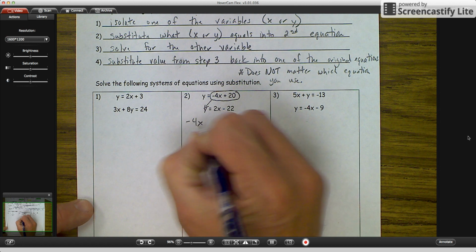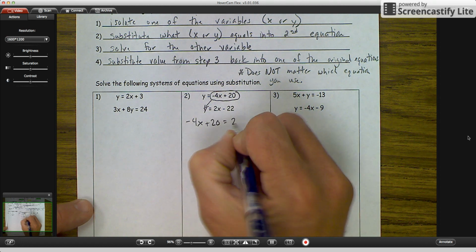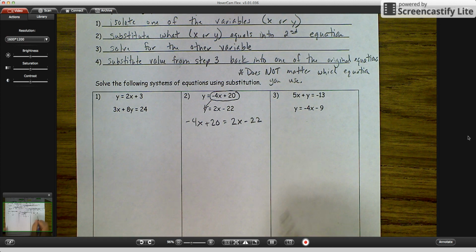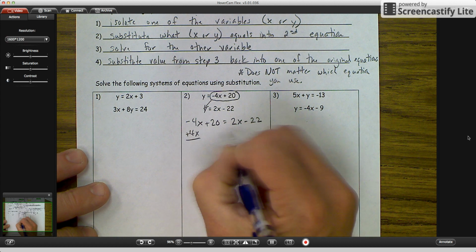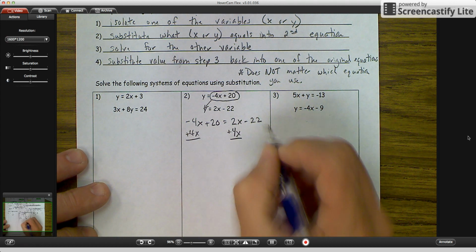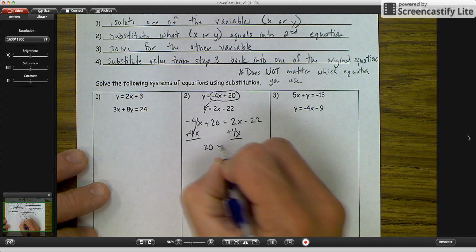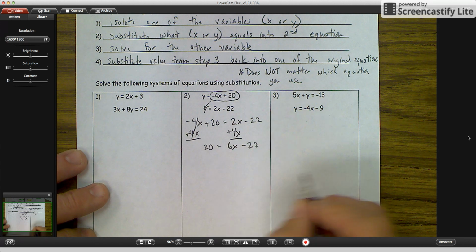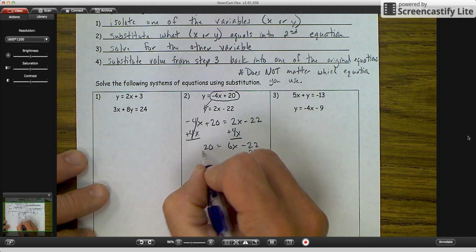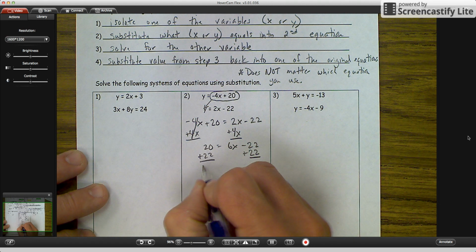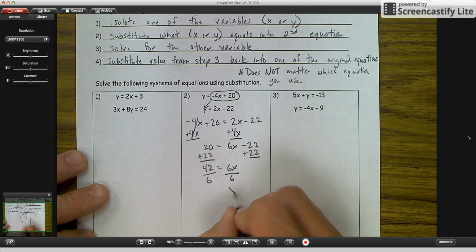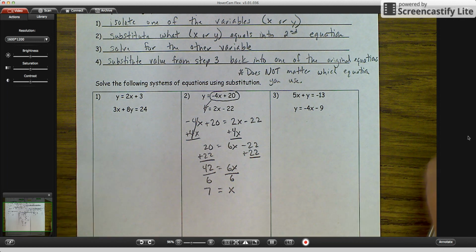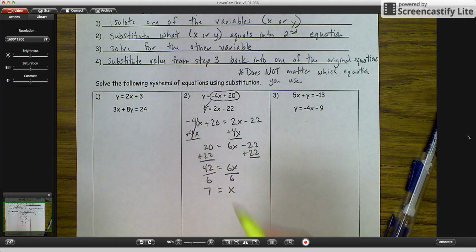So negative 4x plus 20 is equal to 2x minus 22. And we're going to solve for x. I'm going to go through this a little bit quickly. Add 4x because I think you should be able to solve for x here. And you get 20 is equal to 6x minus 22. We're going to add 22 to both sides. You get 42 is equal to 6x. Divided by 6, you get x is equal to 7. So I'm going to highlight that because that is one of my coordinates.